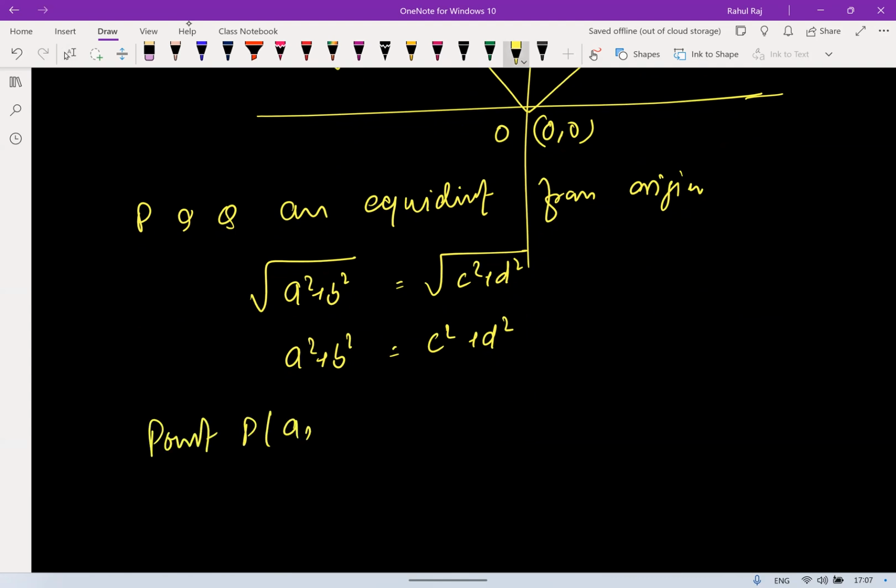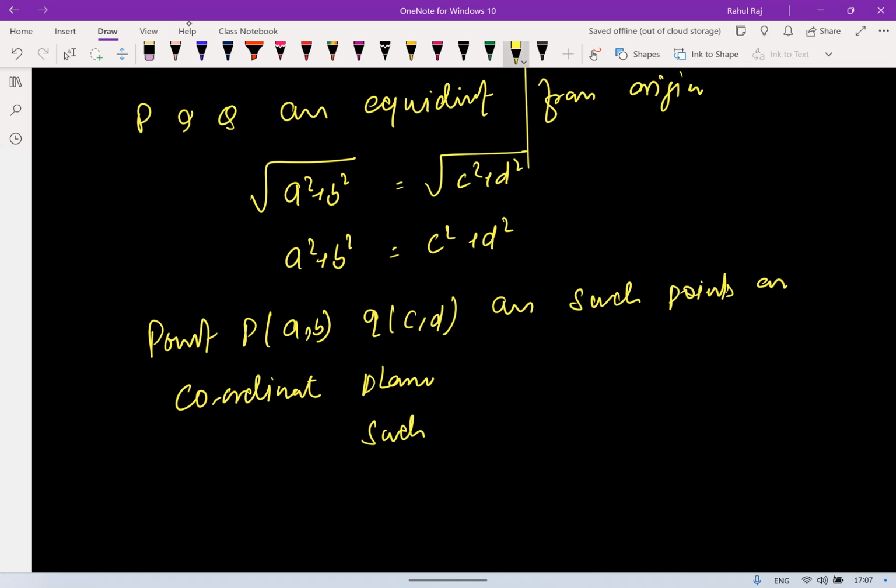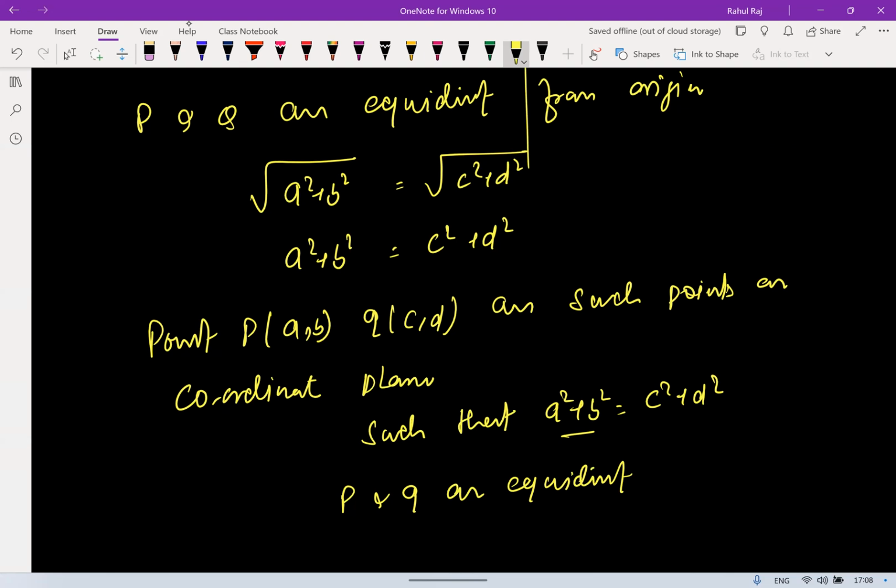So if I say you that point P, that is AB, and point Q, that is CD, are such points on the coordinate plane such that A square plus B square is equal to C square plus D square, can I by default confirm that point P and Q are equidistant? Right? I can by default say this now.